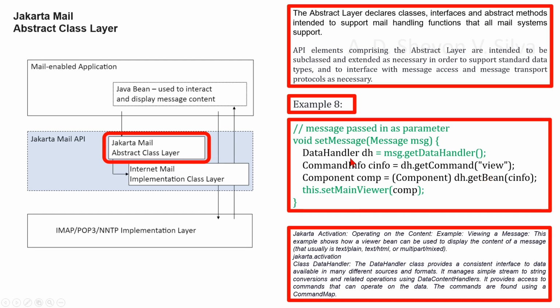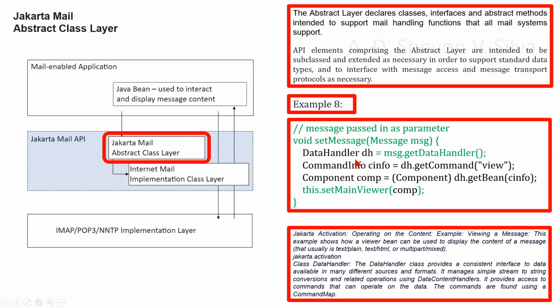Here is the class DataHandler in jakarta.activation. The DataHandler class provides a consistent interface to data available in many different sources and formats. It manages simple stream to string conversions and related operations using data content handlers. It provides access to commands that can operate on the data. The commands are found using a command map.